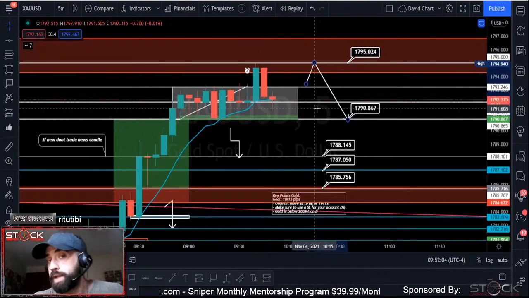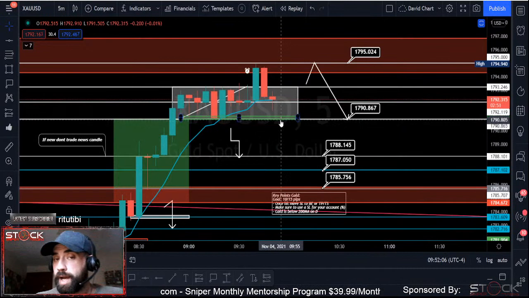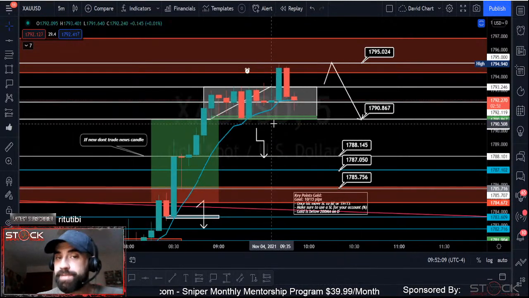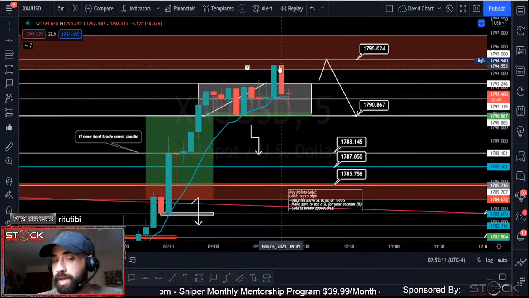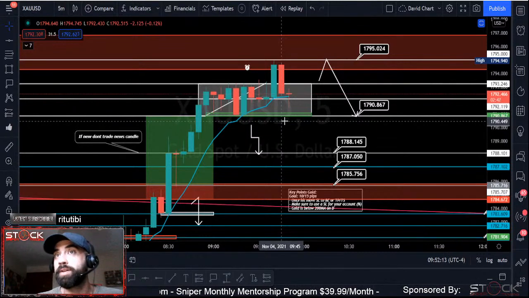Whether you want to listen or not is totally up to you, but I think that eventually gold has to have some kind of a pullback. It's been in supply areas now twice and has continued.